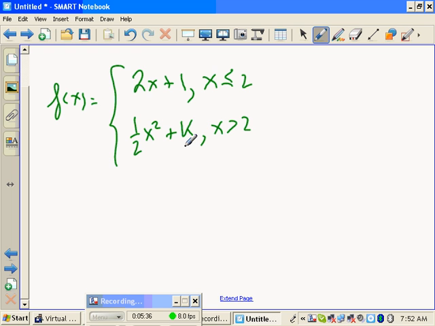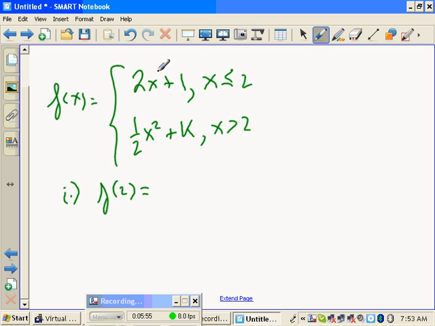The function must exist or must be defined at 2. The limit must exist at 2, and they have to be the same thing, right? All right, so let's go through it. Is there an f of 2? If so, what is it?